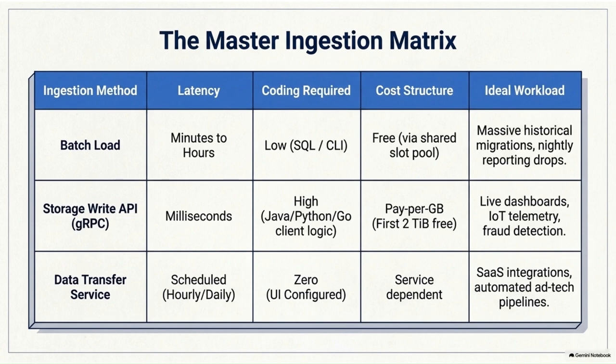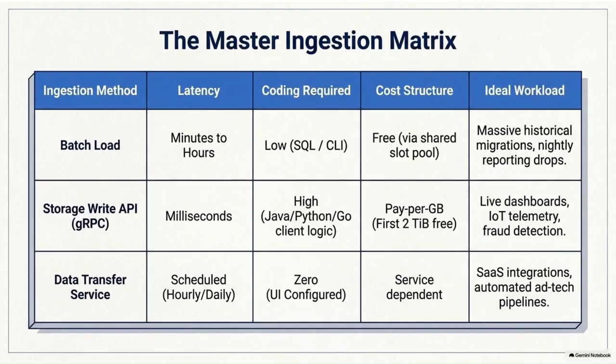Cost structure: batch loads are free. Batch loads, they are free. Cost structure for the Storage Write API: the first 2 TB per month is free. And for data transfer service, it depends upon the service which you are using, so you'll have to see the pricing.